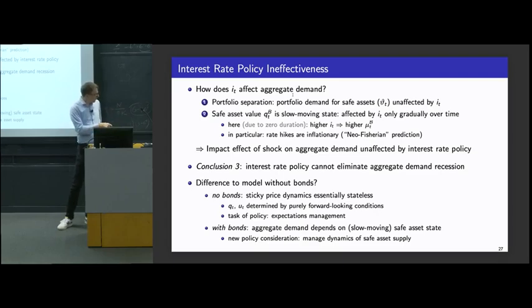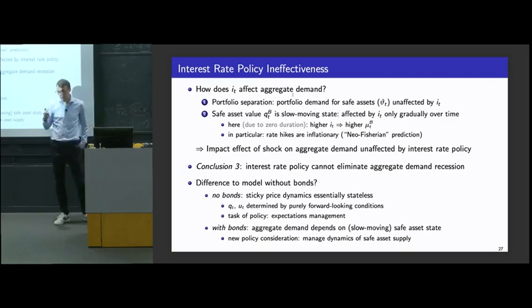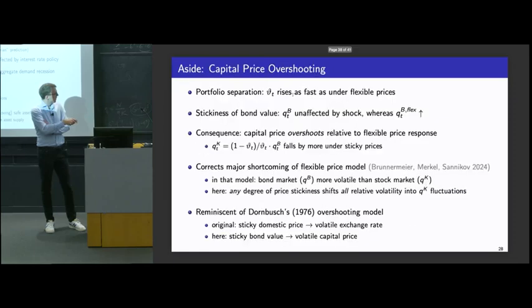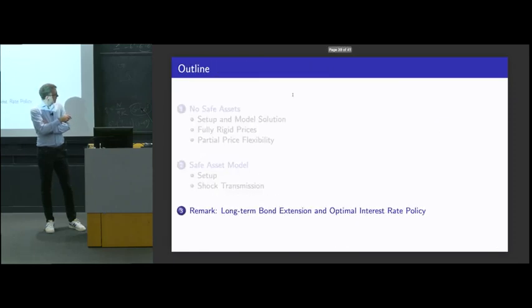Here you have these bonds, and the aggregate demand depends on the safe asset state, the stock of safe assets out there, and that adds new policy considerations. Namely, you want to manage the value of that safe asset state. And that's not just managing expectations. That also requires adjusting the stock of stuff that's outstanding, that you have inherited from the past, to the new conditions. Okay? That makes it more complicated. Let me skip that too.